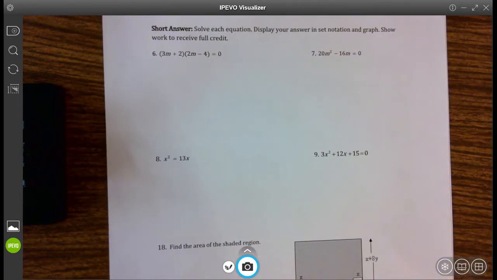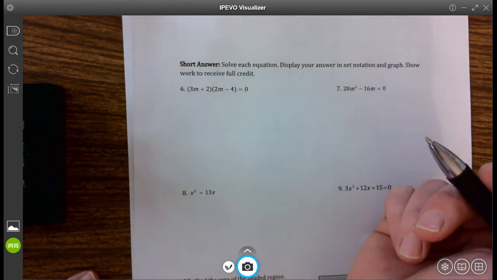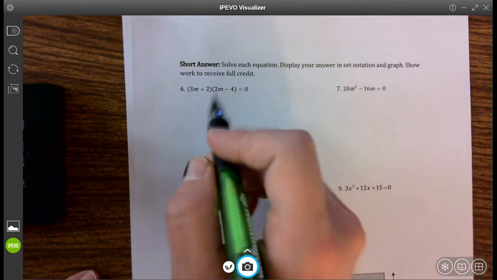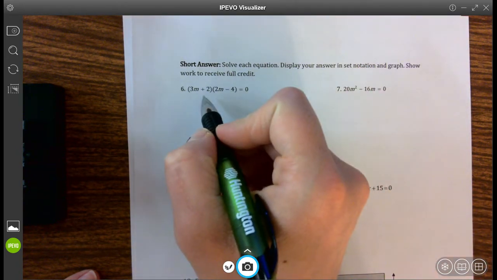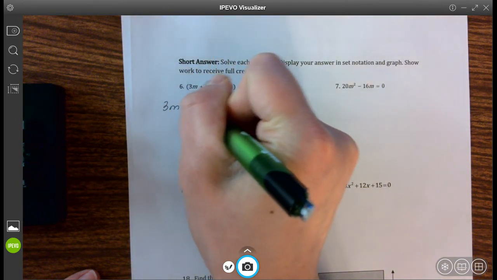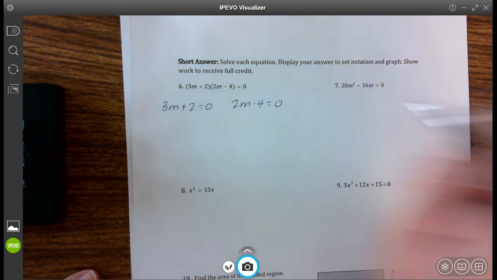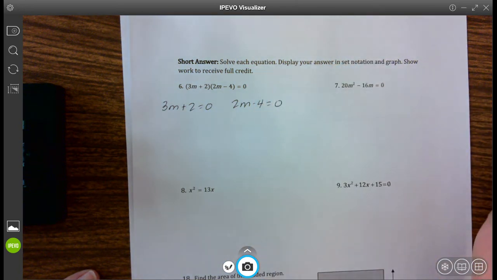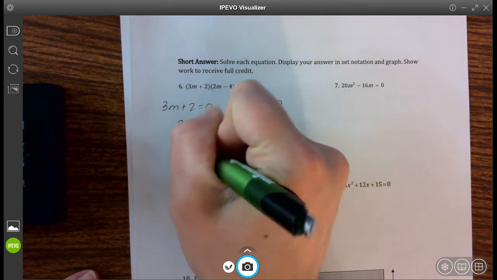On the back, it says solve each equation and display your answers in set notation and graph. All right. The zero product property says if you factor a polynomial, you can then set each factor equal to 0 and solve. This problem is already factored for you, so you don't need to factor it. You just set each piece equal to 0 and you solve.